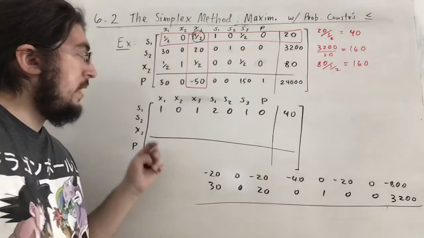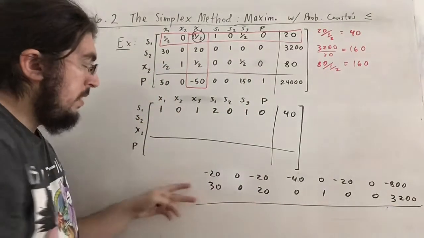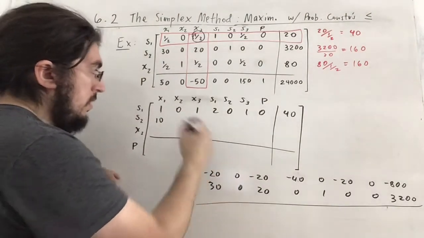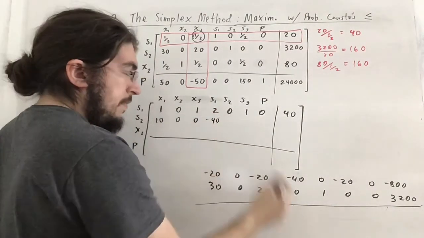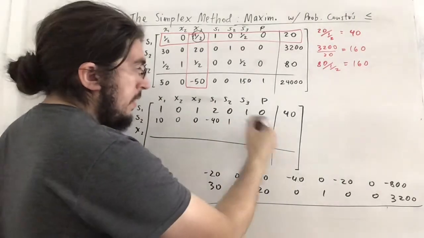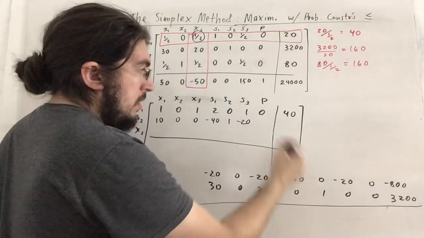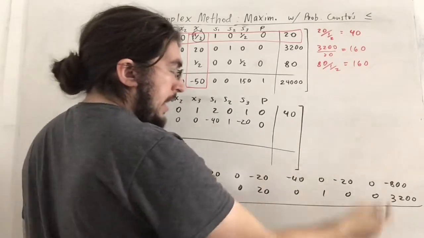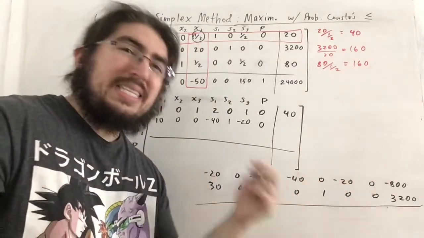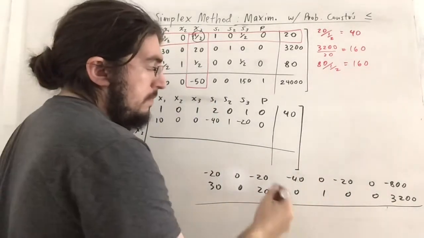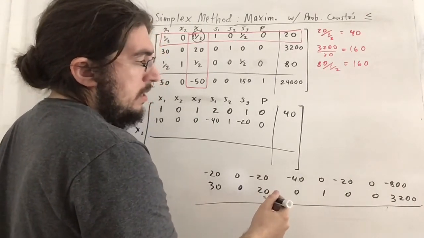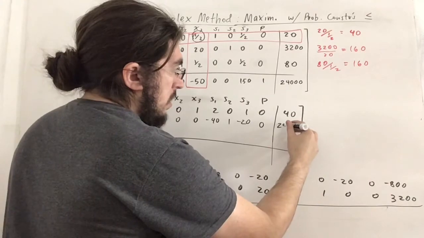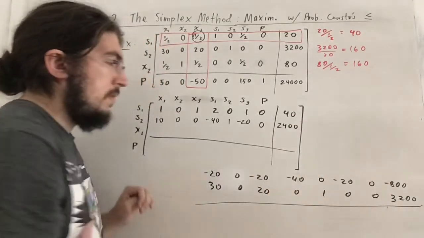Adding straight down, we get for the second row 10, 0, another 0, negative 40, 1, negative 20, 0, and let's see, 32 minus 8 is 24. So that's going to be 2400. Okay, perfect.